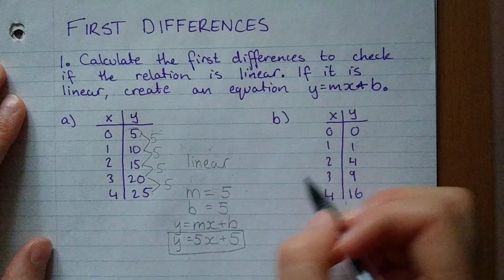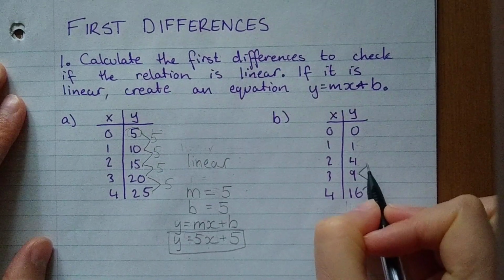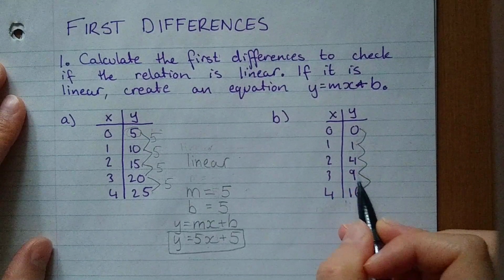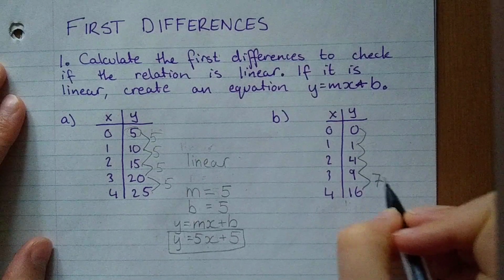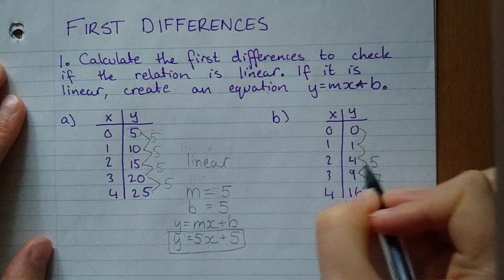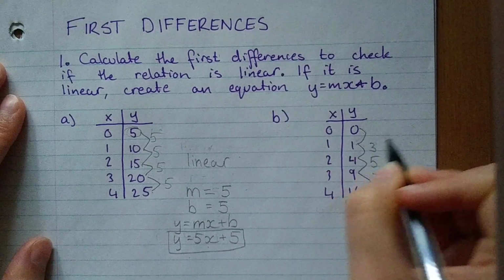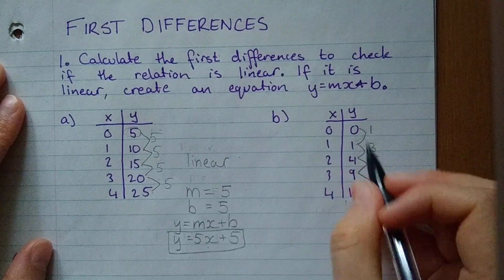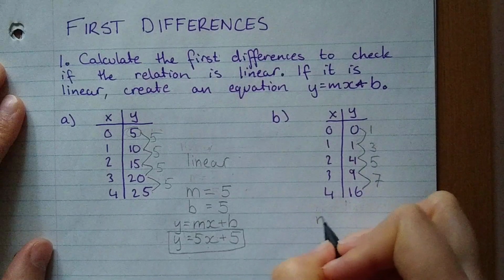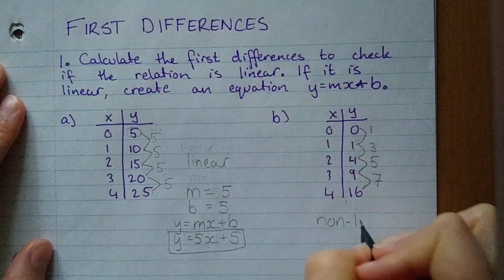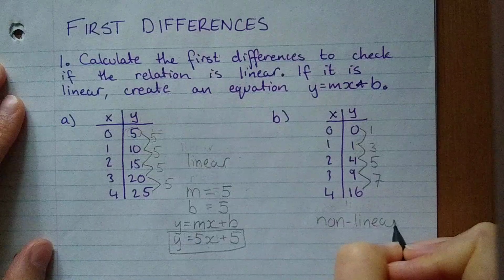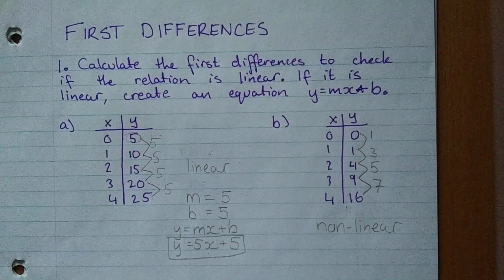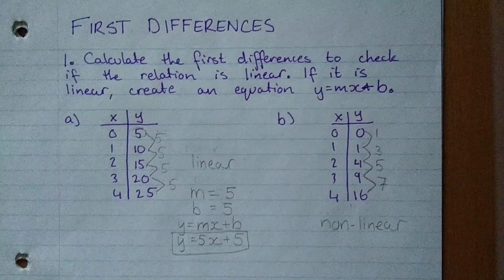For this one here, when you go to calculate the first differences, 16 minus 9 is 7. 9 minus 4 is 5, 4 minus 1 is 3, and 1 minus 0 is 1. These first differences are all different, which means this is non-linear. If you were to graph it, it would be a curve, not a line. And we can't find an equation for this because it's not linear.